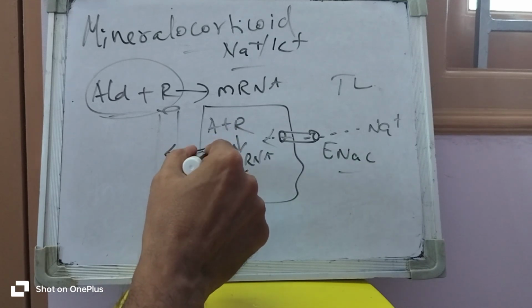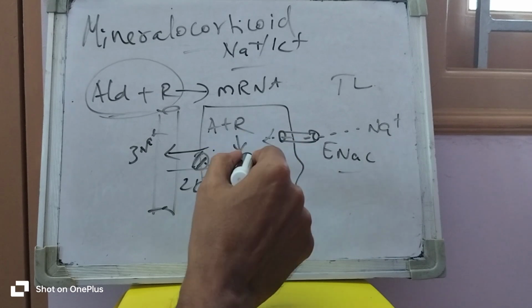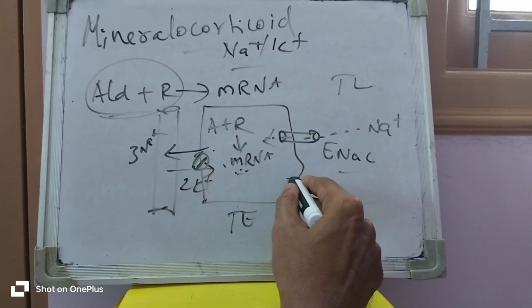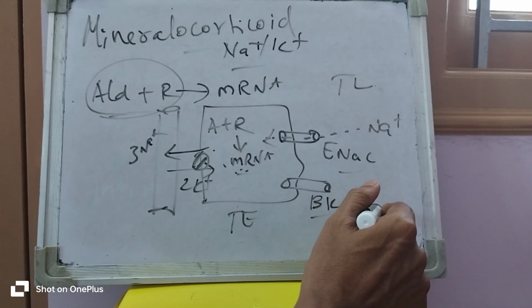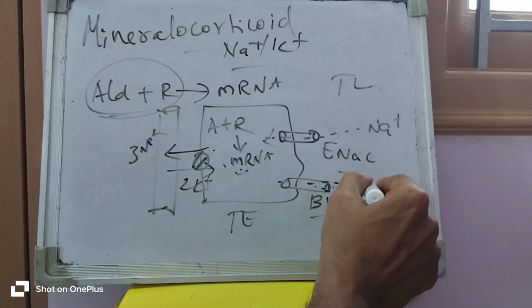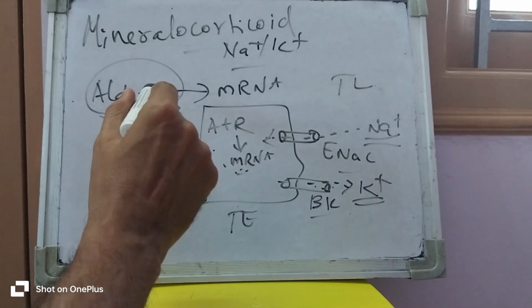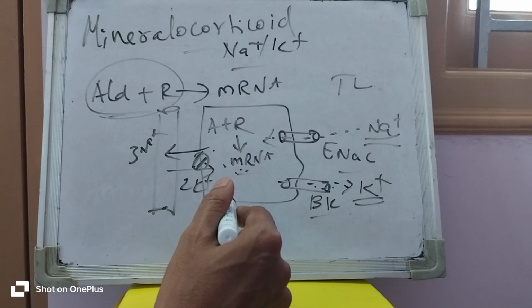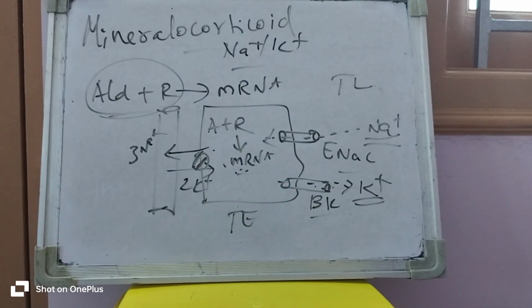This pump pumps 3 sodium out and 2 potassium in. And now because of low sodium, sodium is driven in by the epithelial sodium channels, and the potassium which is entering inside is secreted into the lumen by the potassium channels, big potassium channels or BK channels. So there is potassium secretion and sodium reabsorption taking place under the influence of aldosterone. So when the aldosterone level is excess, it causes hypernatremia, increase in sodium in the blood, and hypokalemia, that is low potassium because of potassium secretion.